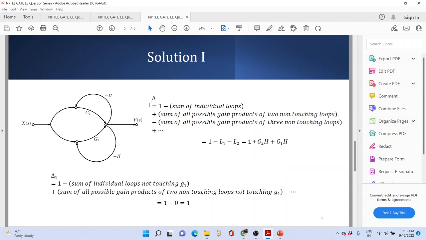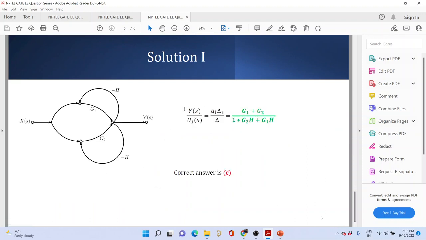So delta in Mason's gain is defined as 1 minus the sum of individual loop gains plus the sum of all non-touching loops. Neither of the loops is non-touching, so all these terms go to 0. We have only 1 minus L1 minus L2, so we have 1 plus G2 into H plus G1 into H. Delta 1 again becomes equal to delta 2, which is equal to 1. Please excuse the typo errors over here.